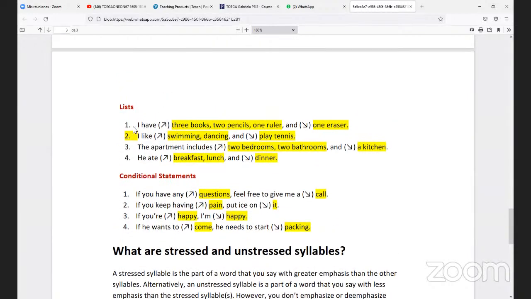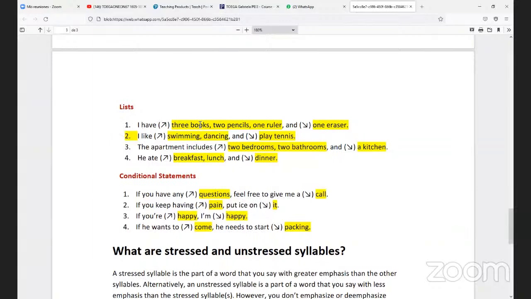For example, here: 3 books, 2 pencils, 1 ruler, and 1 eraser. 2. I like swimming, dancing, and playing tennis. The apartment includes 2 bedrooms, 2 bathrooms, and a kitchen. 4. He ate breakfast, lunch, and dinner. So always when we have a list, when we have options, we keep all the first options rising, and we fall with the last option. So let's see, Chris.